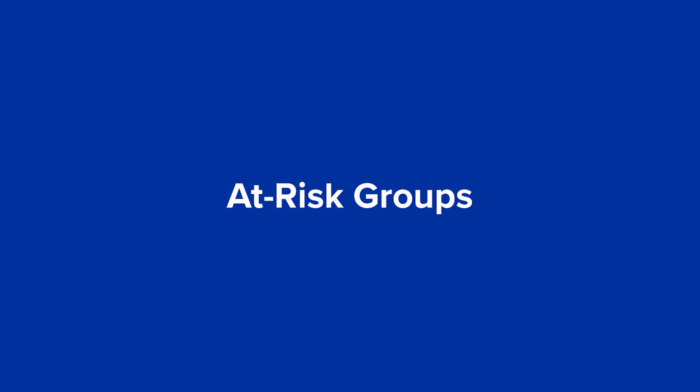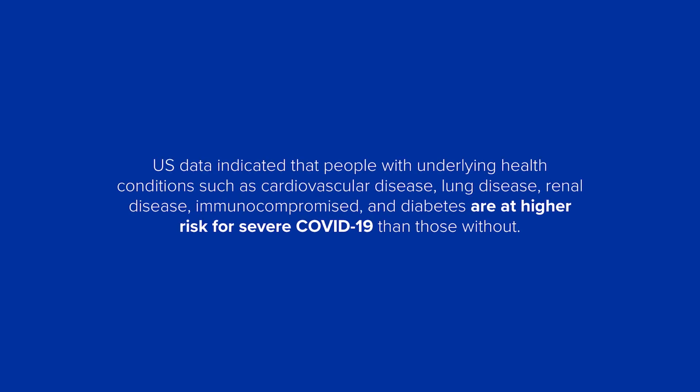In the CDC's Morbidity and Mortality Weekly Report, the MMWR, from April 3rd, health conditions among patients with coronavirus that were reported between February 12th and March 28th were reviewed. And our U.S. data showed that people with underlying health conditions such as cardiovascular disease, lung disease, renal disease, those who are immunocompromised or who have diabetes are at higher risk for severe COVID-19 than those without.